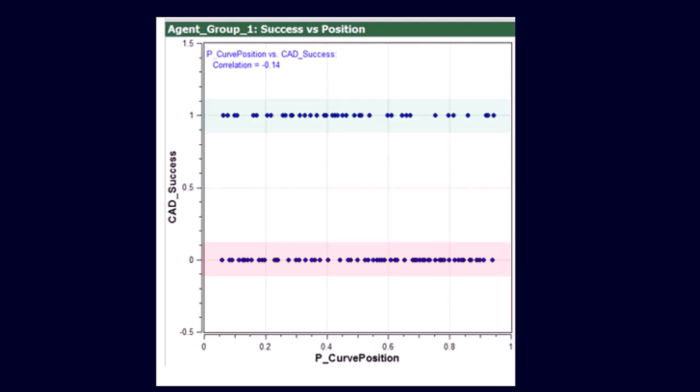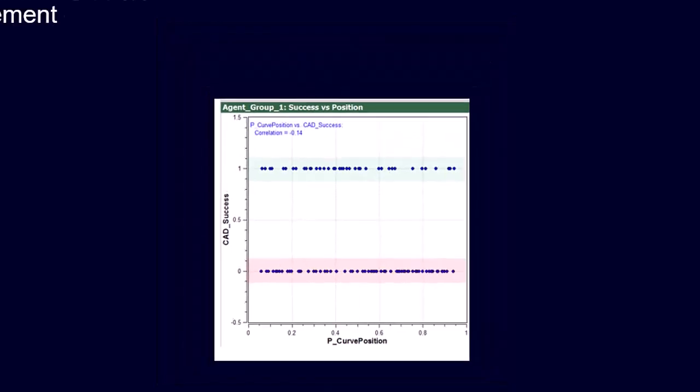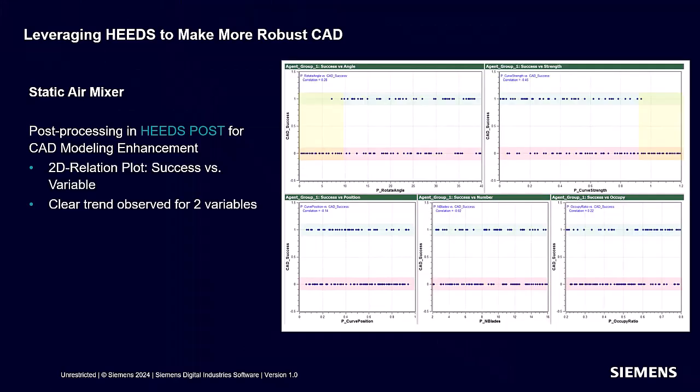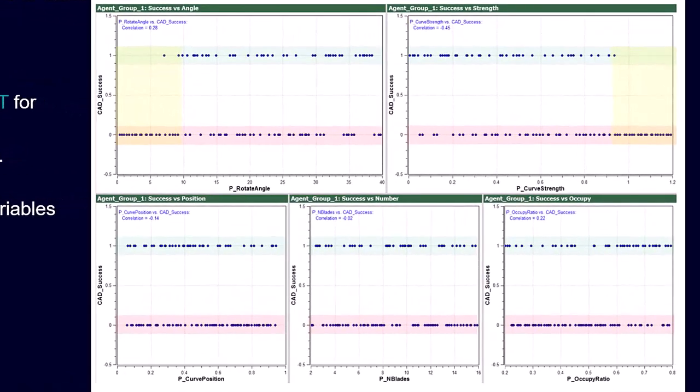Here, there is no evident trend identifiable since the variable combinations seem semi-evenly spread amongst successful and error designs. However, if we look at the other 4 variables as well, some trends jump out at us. Notably, the sparse concentration of successful data for low values of the variable rotate angle and high values of curve strength are revealing.